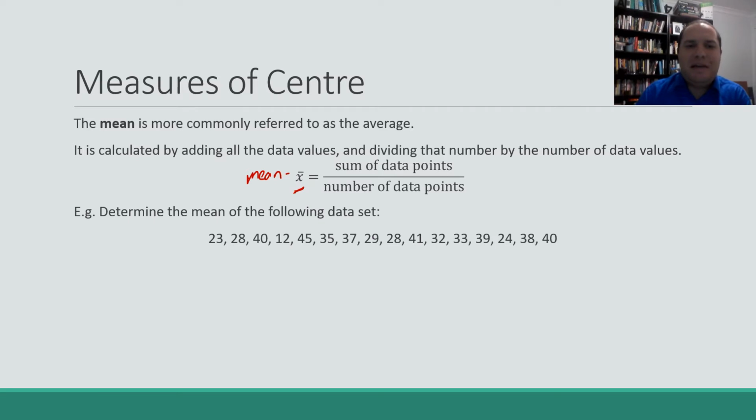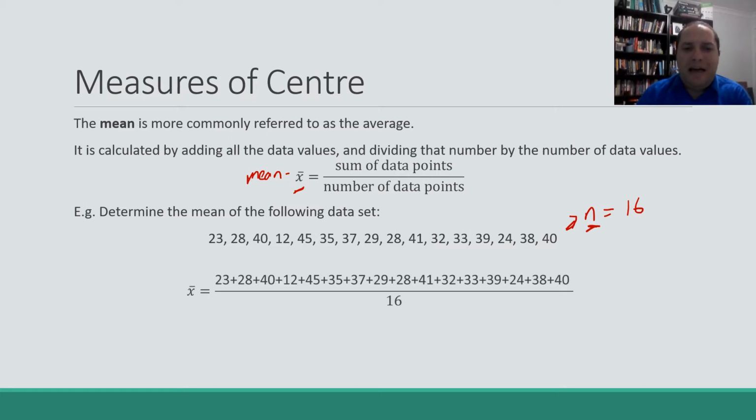So looking at an example, we've got a data set here, and we want to find the mean. So we need to work out how many numbers there are. In this case, there are 16 numbers. So n is just the number of numbers in the set. There's 16 of those. So to find the mean, we need to add all those numbers together and then divide by 16, which is just 31.5. And that's our average for the data set, or our mean.